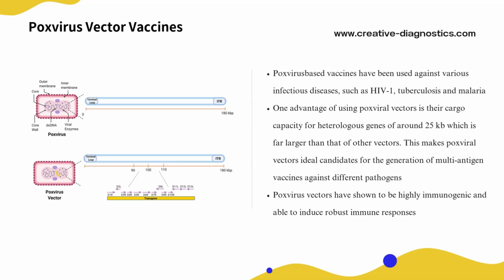One advantage of using poxviral vectors is their cargo capacity for heterologous genes of around 25 kb, which is far larger than that of other vectors. This makes poxviral vectors ideal candidates for the generation of multi-antigen vaccines against different pathogens. Poxvirus vectors have shown to be highly immunogenic and able to induce robust immune responses.